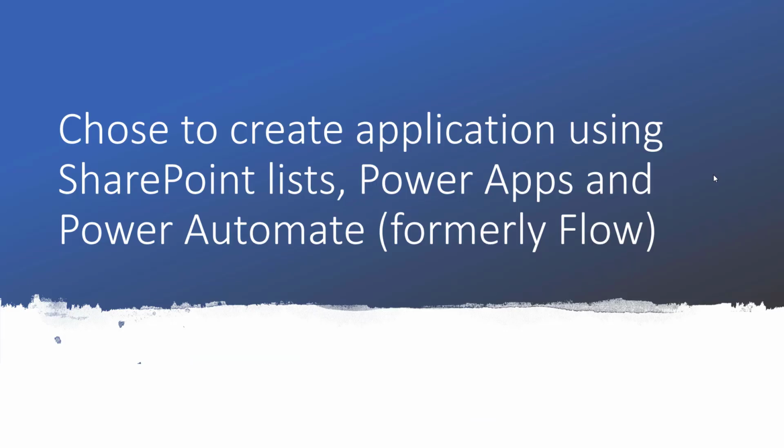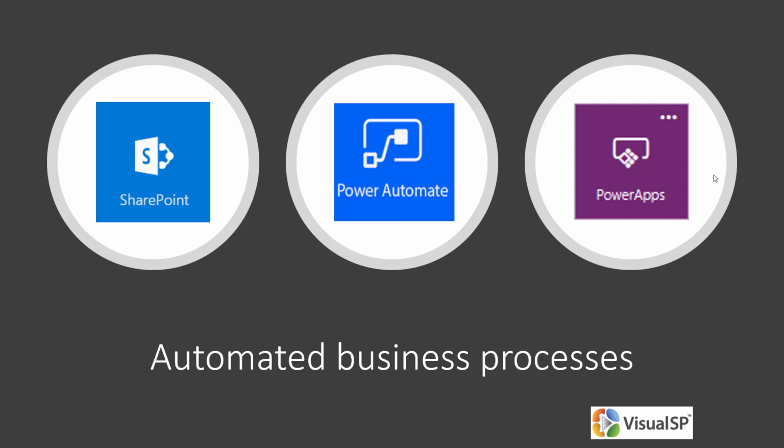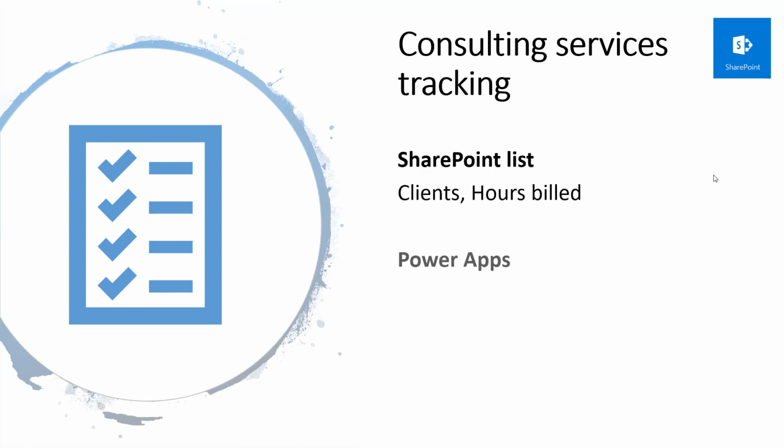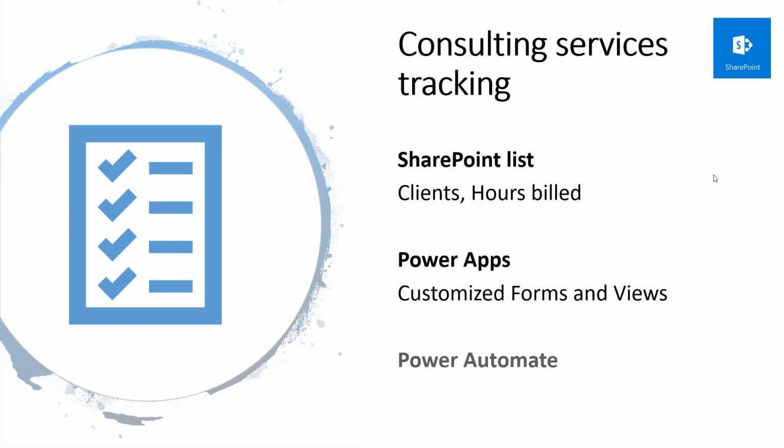They chose to create an application using the back end being SharePoint List, the front end being Power Apps, and then also using Power Automate to flow the different things, to have the workflow. Okay, so these are the apps: SharePoint, Power Automate, Power Apps, for automating their business processes, integrating it all together. The consulting services tracking app, they use SharePoint List for their clients, for hours billed, put all the information there. Power Apps was used for customized forms and views, and Power Automate for the actual approval process.